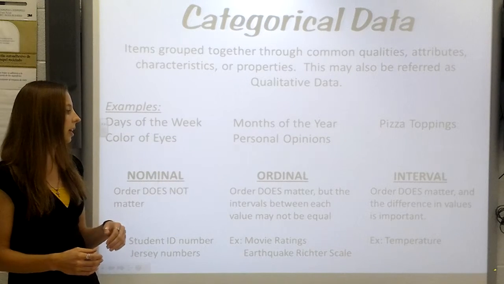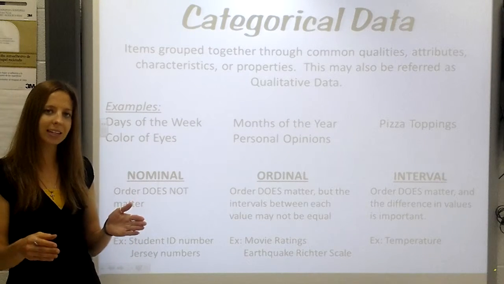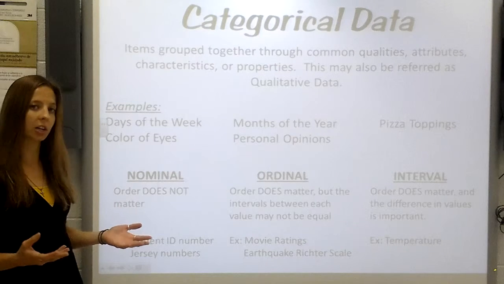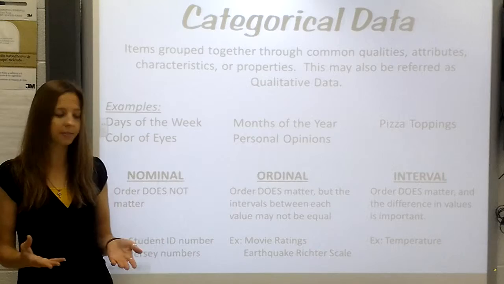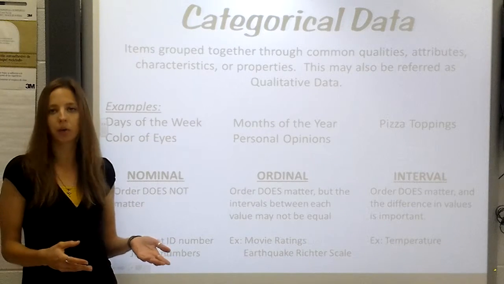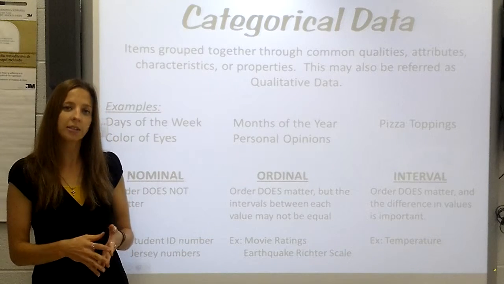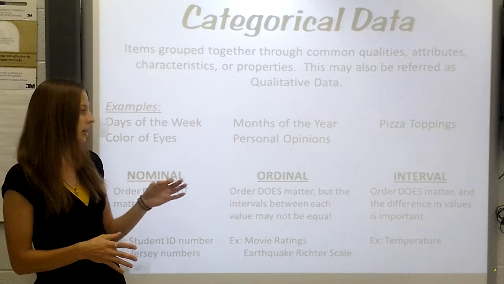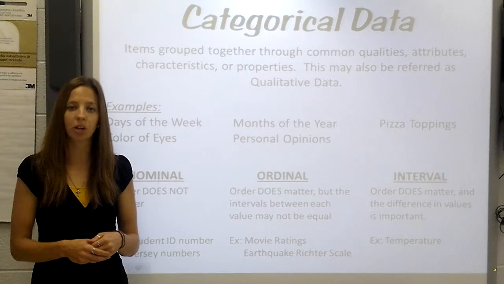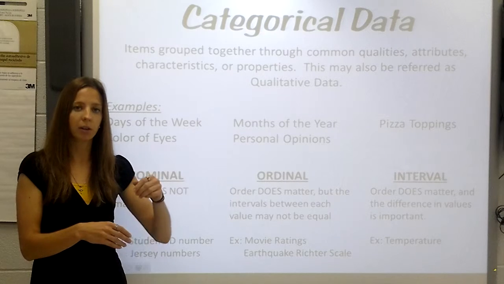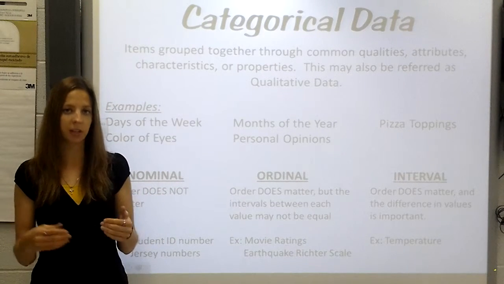With ordinal data, the order does matter, but the intervals in between the data is not necessarily equal. For example, movie ratings on a scale of 1 to 5 stars or an earthquake Richter scale. With the interval data, your order does matter, and there is a difference in the values, which is important. Things like temperature. The temperature between 70 and 80 degrees is the same interval as if it was between 50 and 60 degrees.